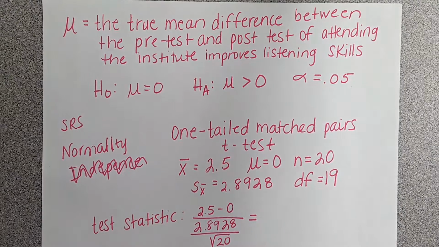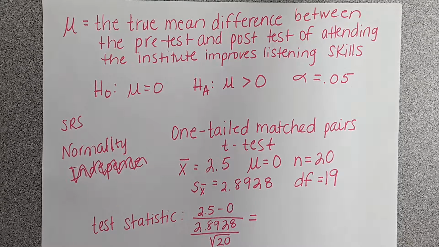anytime you do a matched pairs, your null hypothesis is always there's not going to be any difference between the pre-test and the post-test. And we said that obviously if they're immersed in French, it should be greater, right? They should actually learn something. And the problem told us that our alpha level was 0.05. That's where they wanted us to be.